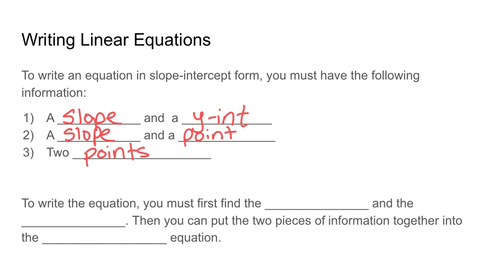So anytime you're asked to write an equation, you want to first find the slope and the y-intercept. Then you put the 2 pieces of information together into the y equals mx plus b equation. So we're going to approach all of these problems that we do today with searching for m, searching for b, putting those 2 pieces in place in the mx plus b equation.